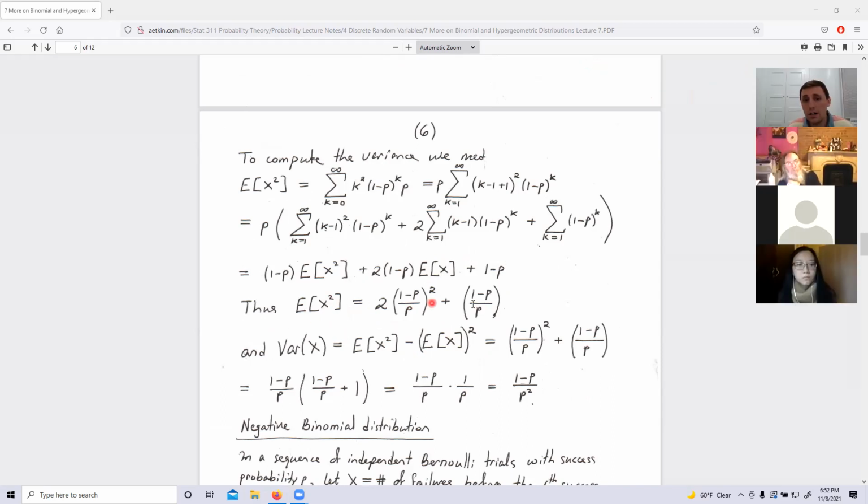And so what is the variance? The variance is this number minus the previous number squared. Here it is. We simplified it all, and then we get this expression. And the result is 1 minus p over p squared.